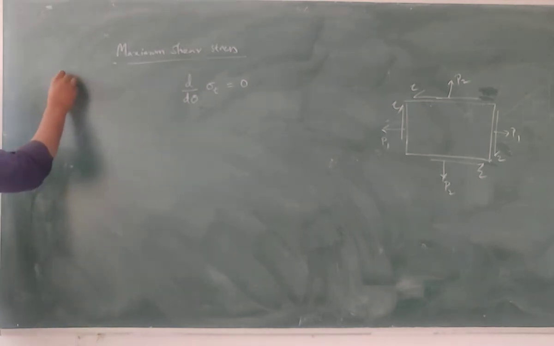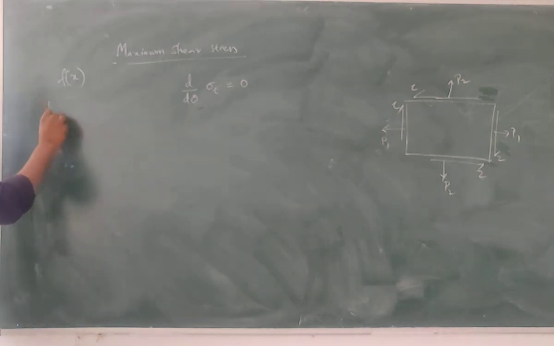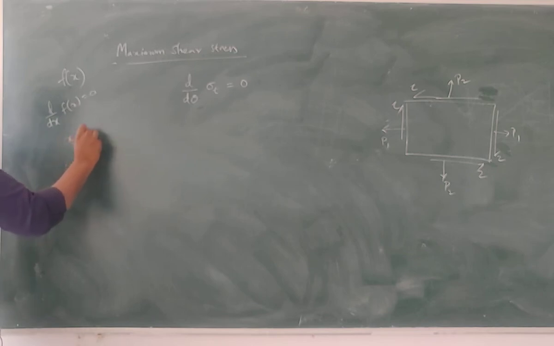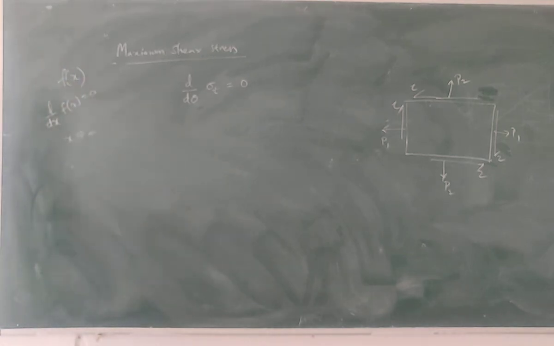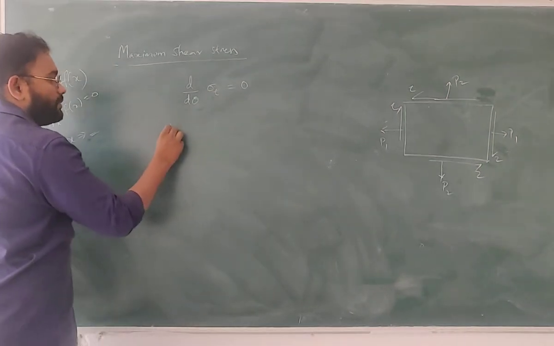Suppose you have a function f of x. If you want to calculate the maximum value of this, first equate d by dx of f of x equal to 0. From this you can calculate the value of x. Substitute this x in the equation. It will give you the maximum value. Okay, so what is the equation for sigma t? Tell me.